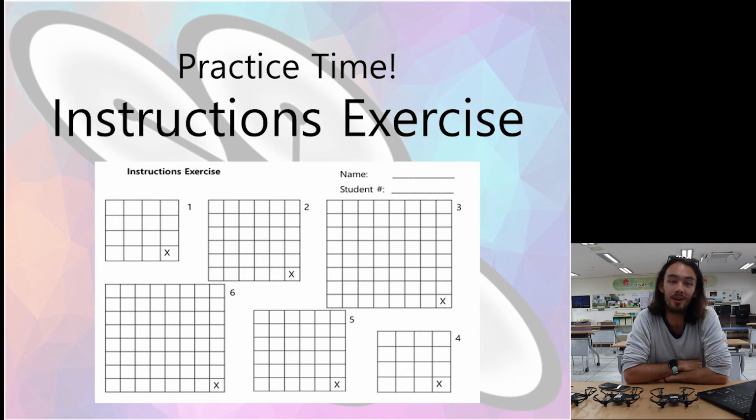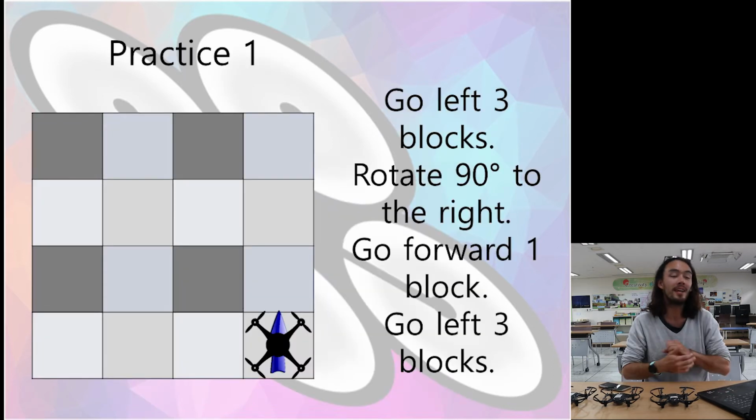And what you are going to do for the first 3 blocks is you have to draw the arrow, the direction that the drone will be going when you read on the slide. And then I'm going to make things a bit more difficult, and you must listen to my instructions and then draw the arrows again. So let's get started. So here is the first one, practice 1.